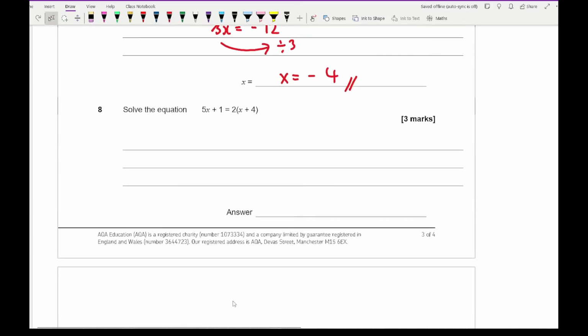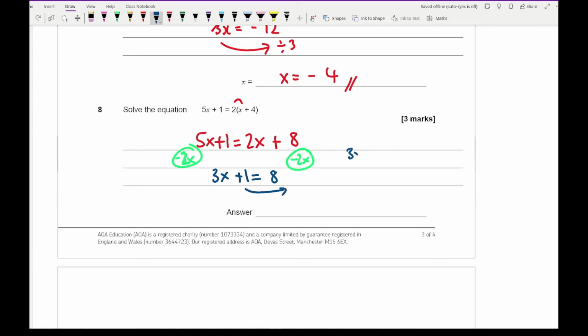So again, first thing we need to do is expand the brackets. So we've got 5x plus 1 equals 2x plus 8. We then want to take away the smallest amount of x from both sides. So we take away 2x from both sides, in which case we're left with 3x plus 1 equals 8. And then we take the 1 over, so we end up with 3x equals 7. Then we take the 3 over, so we end up with x equals 7 over 3. Now I'd leave it as a fraction like that as well.